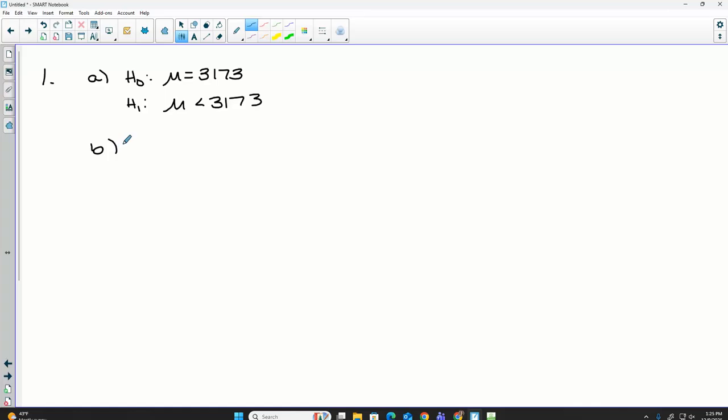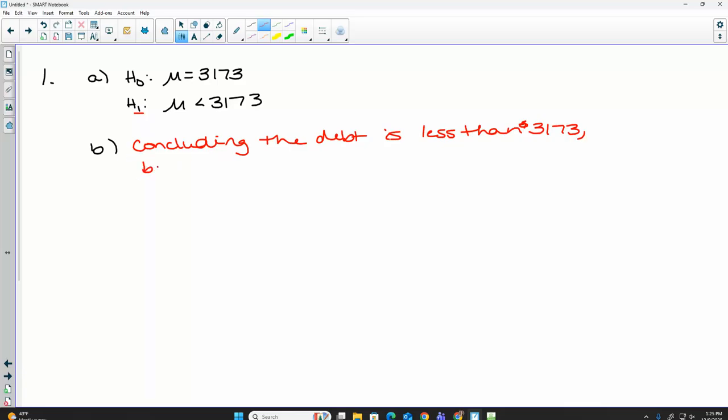So B. Type 1 means you conclude H1. So it would be concluding the debt is less than $3,173, but it is not. Okay, an error means you made a mistake. So you have to say, but it's not, right? You made a mistake. Then part B wants type 2.